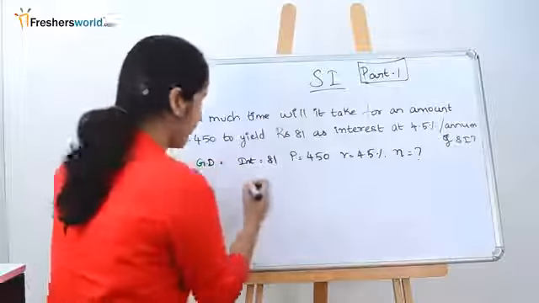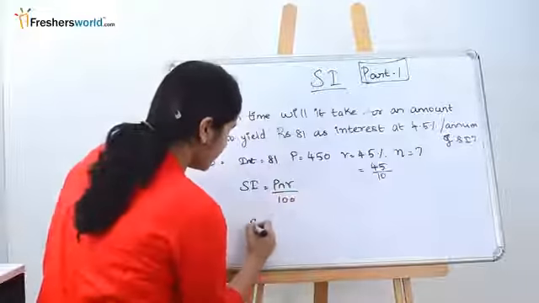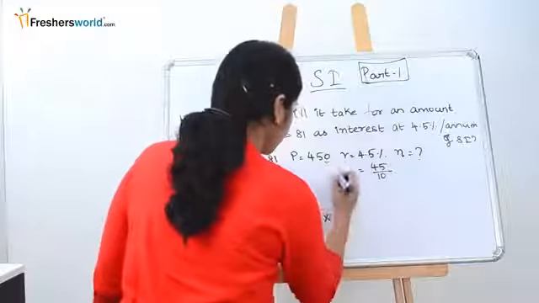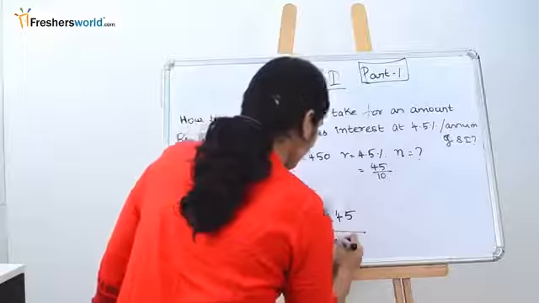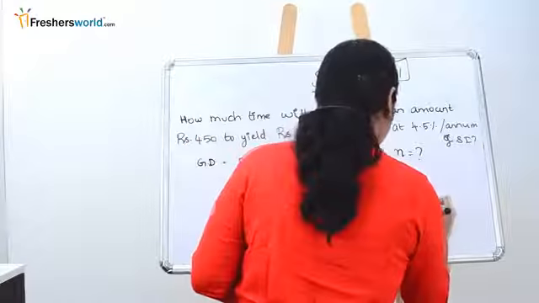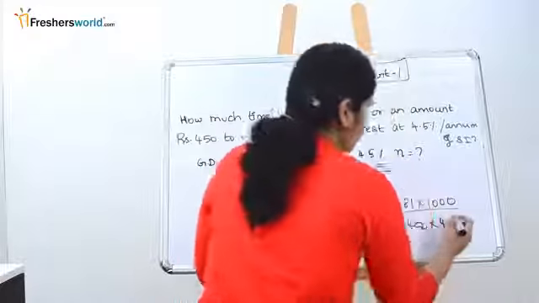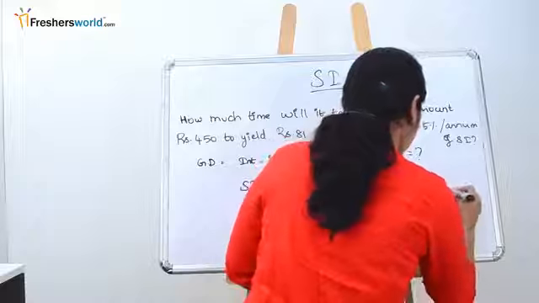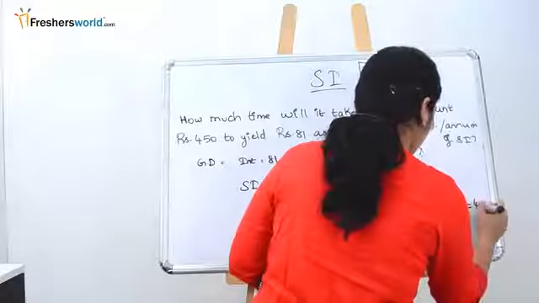So how do we find it? Let's write the formula. Simple interest is equal to PNR by 100. The interest is 81, P is 450, N we have to find out, and the rate is 4.5, which we can write as 45 by 10. Since 100 is already there, we can write 45 by 1000. Let's take everything to one side. So N is equal to 81 into 1000 divided by 450 into 45. After cancelling, it is 4 years.